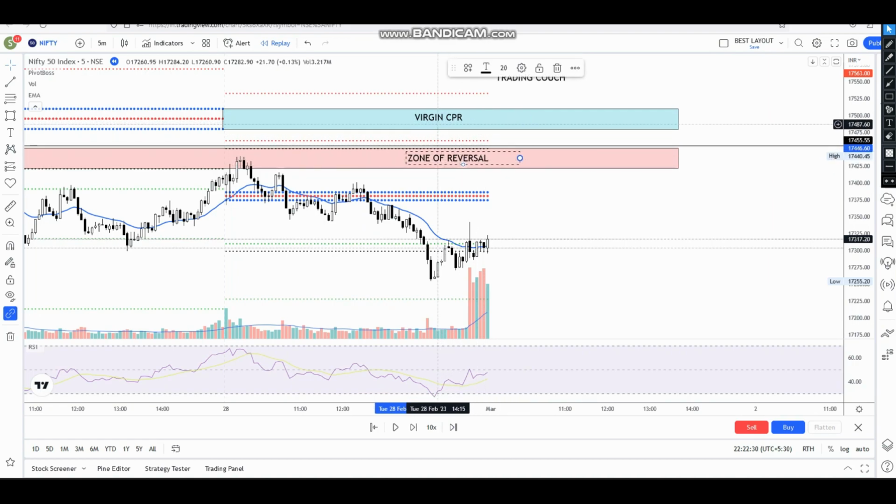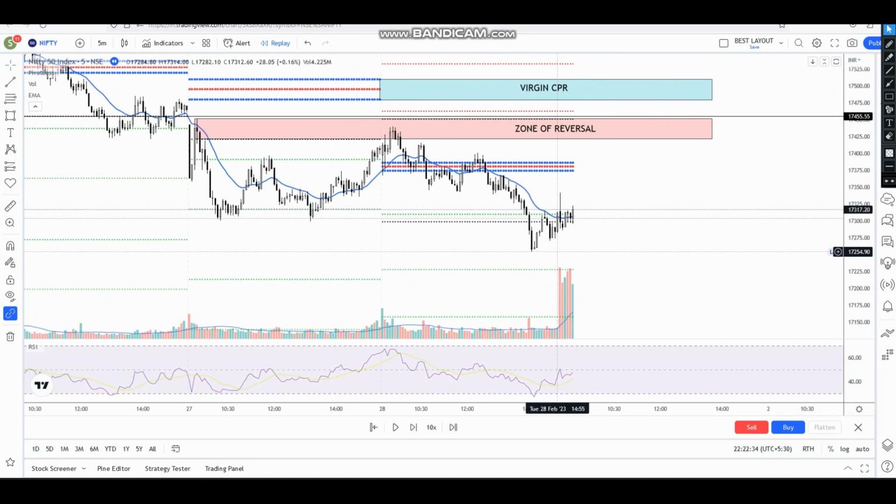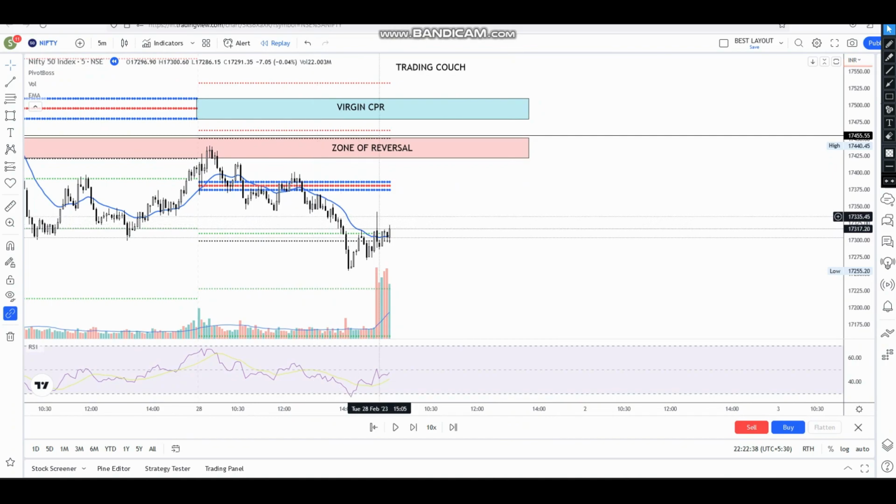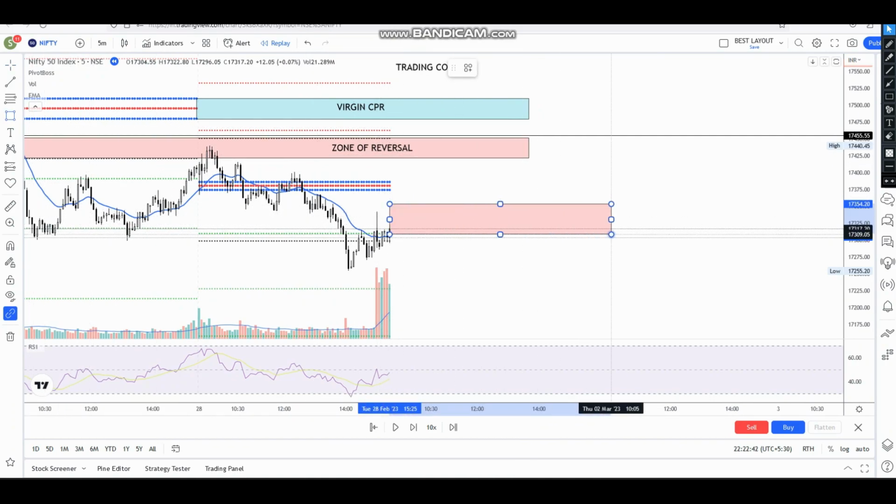So this will be our virgin CPR, this will be the zone of reversal, and as usual the previous day high and previous day low, and the CPR for the present day session might somewhere appear here.